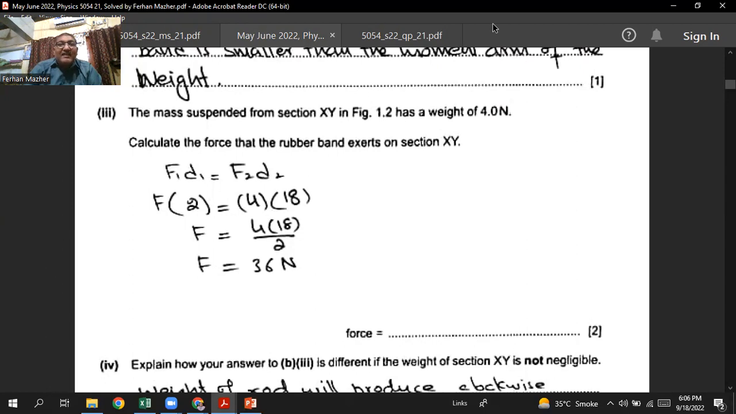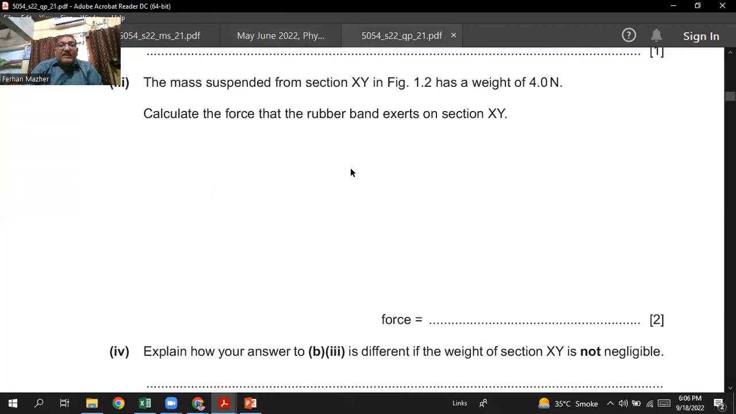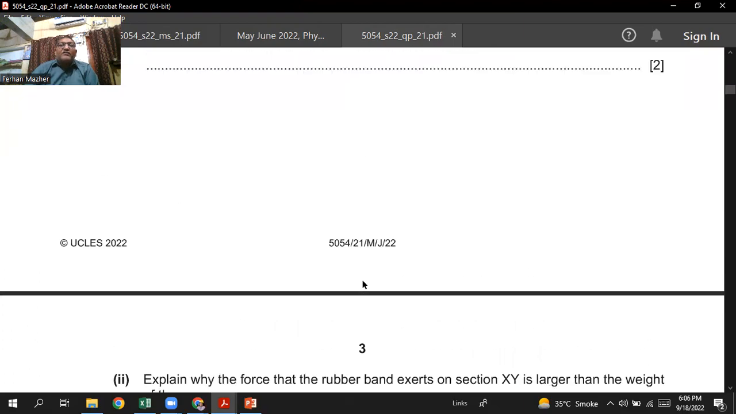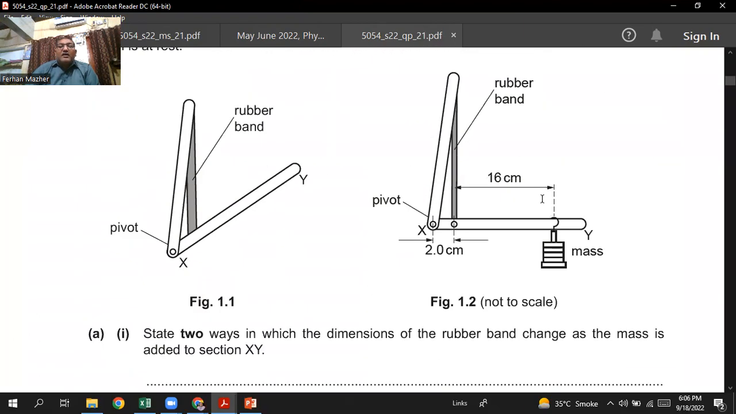I hope you understand. Okay, so the next question coming up. Explain how your answer to the B third part is different if the weight of the section XY is not negligible. If the weight of this section XY is also there, it will be acting at the center of its gravity, so it will be acting downward.